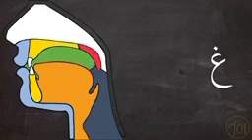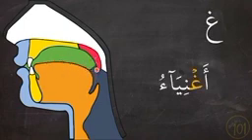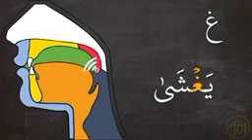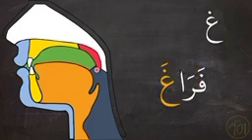Ghain is produced when the root of the tongue is raised to be almost touching the soft palate. Agh, agh, aghniya, yaghsha, يغشى.